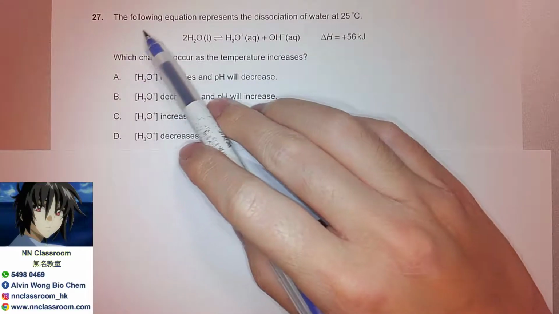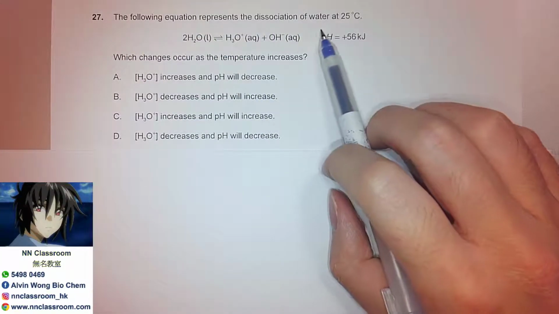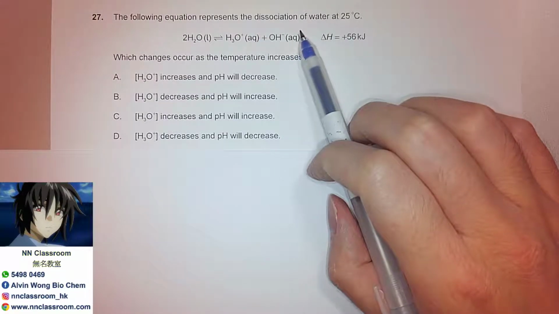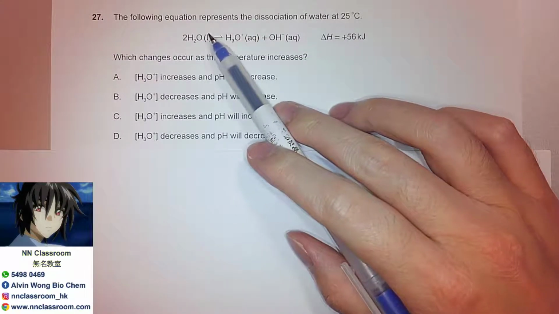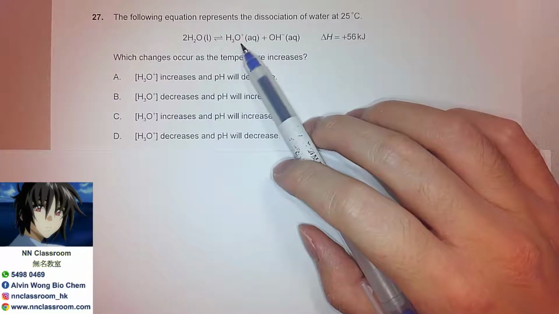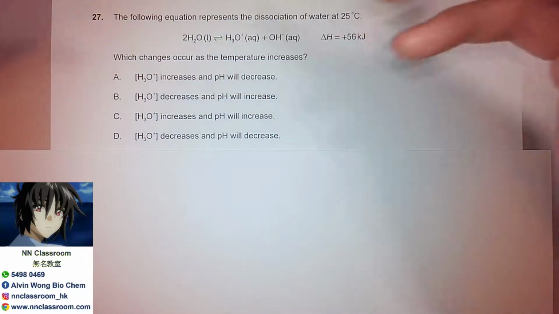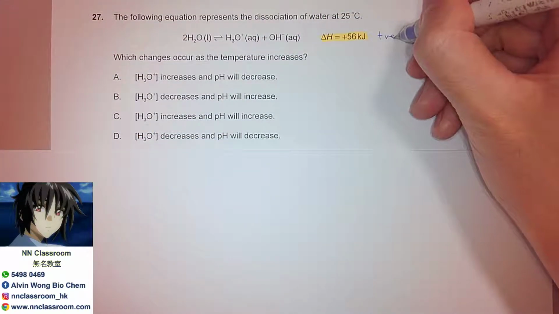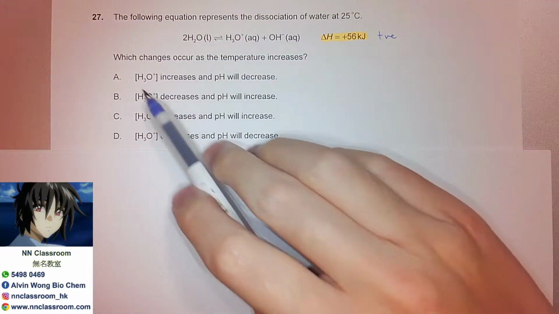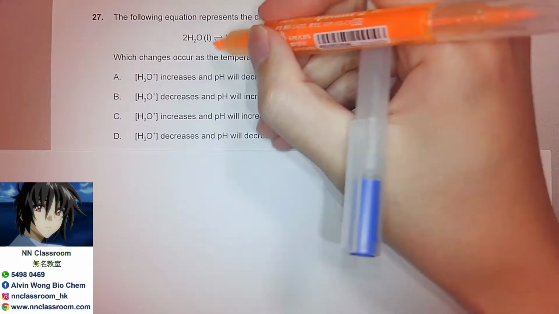Let's see. The following equation represents the dissociation of water, also known as the self-dissociation, right? When water collides with water, it just breaks into hydronium and hydroxide ion. And given that the delta H of this forward reaction is going to be endothermic, right? Let's see. Which changes occur as temperature increases?